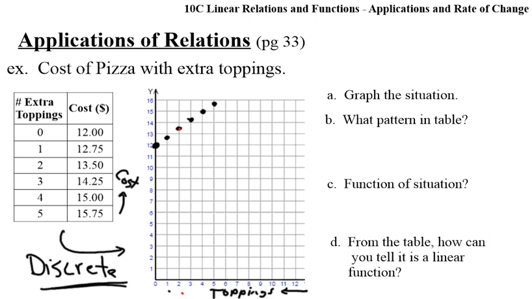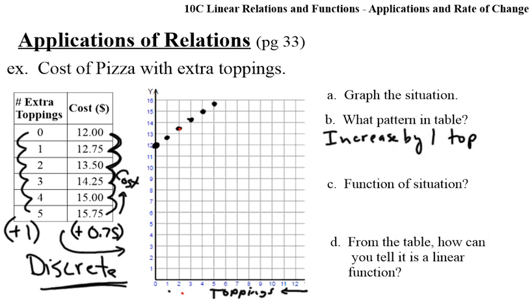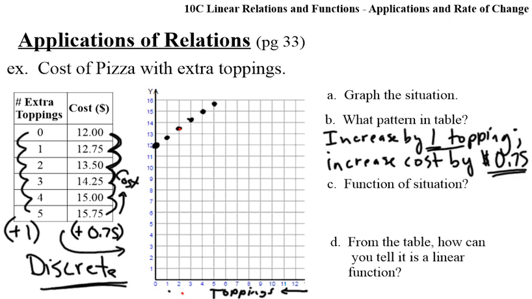Second part, what's the pattern we see in the table? Well, there's a pattern that takes all of the X values, independent values, to each other. What are we doing? We're adding 1 in every situation. We've increased by 1. Well, is there a pattern? It doesn't have to be the same plus 1, but do I see a pattern with my dependents? Every price is going up by 75 cents. So what's the pattern that I see in the table? Well, if I increase by 1 topping, we increase the cost by 75 cents. So because we're increasing by 1 topping and increasing by 75 cents every time, well, there's the relation.